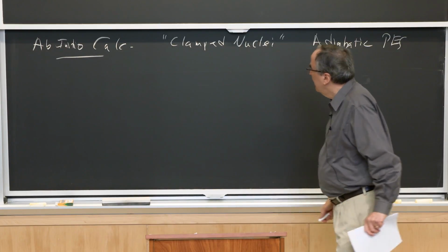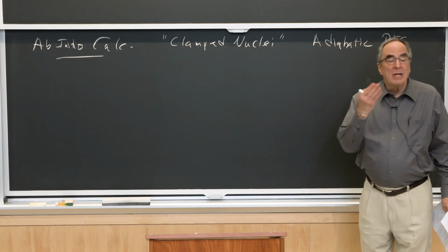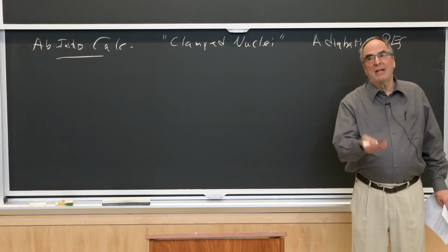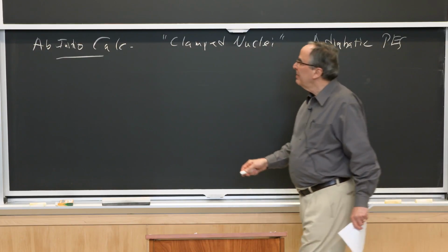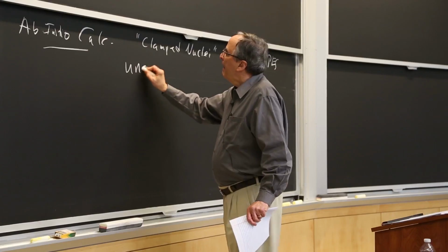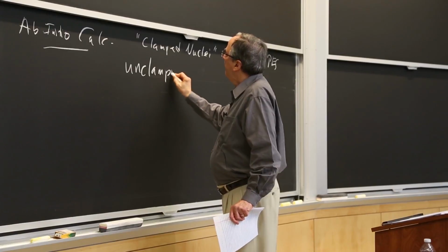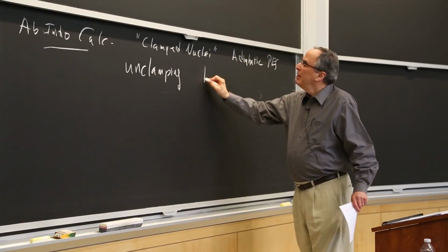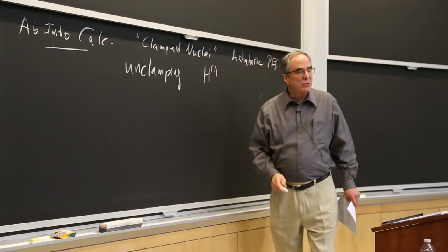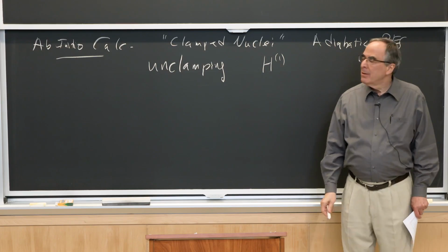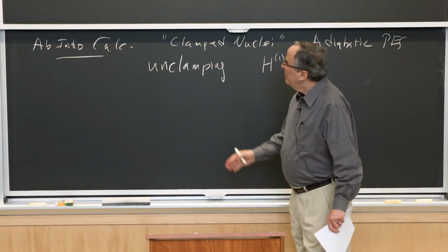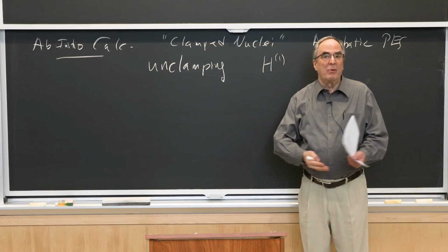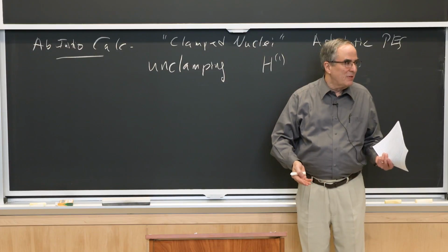And, well, if we clamp the nuclei, molecules don't have the nuclei clamped. We have to unclamp them. And the effect of unclamping leads to some perturbation term, H1. And so when we solve the clamped nuclei Schrödinger equation, we don't have vibrations, we don't have rotations.